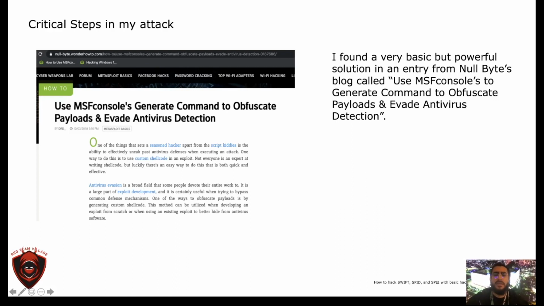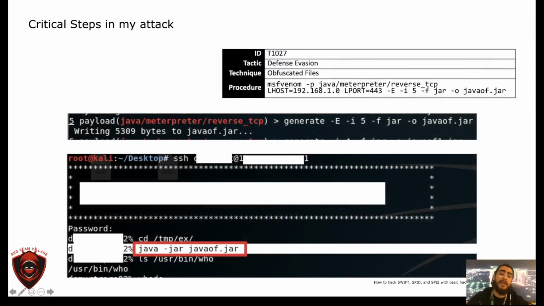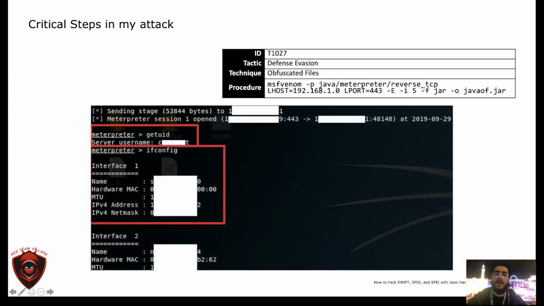I found a very basic solution like all the techniques reviewed today, but powerful. In an entry from Nullbyte's blog called Use MSF console to generate command to obfuscate payloads and evade antivirus detection. The entry in the Nullbyte blog was current, only one year before my engagement, so I figured it would be very reliable. And finally, I had an undetectable Java interpreter, and the interpreter's callback.